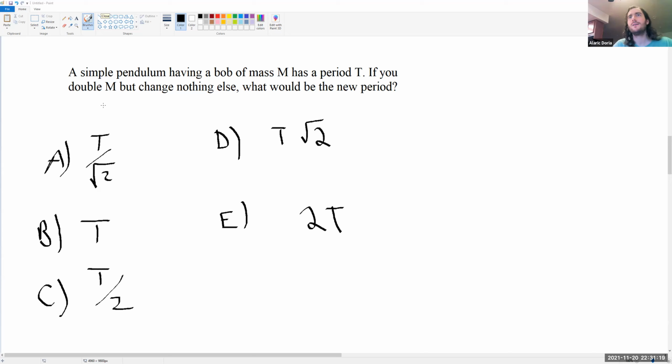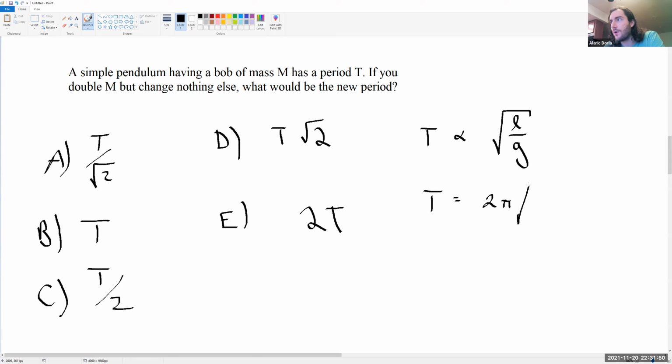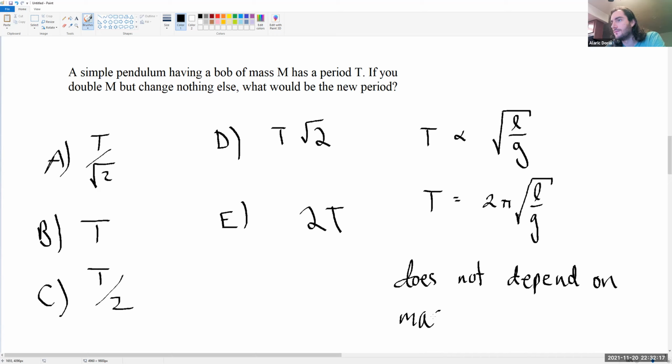Okay, so let's discuss it now. Here's what we have to remember. The period of a pendulum depends on a few things. In particular, it's proportional to the square root of L over G, the length of the pendulum and the gravitational acceleration G. If you want to make this an equation, you put a 2 pi here, so it's 2 pi square root L over G. But if you can just remember the square root L over G part, that's pretty good to answer this question. This tells us immediately that T does not depend on the mass. And therefore, changing the mass does nothing to the period. And so the correct answer would be B.